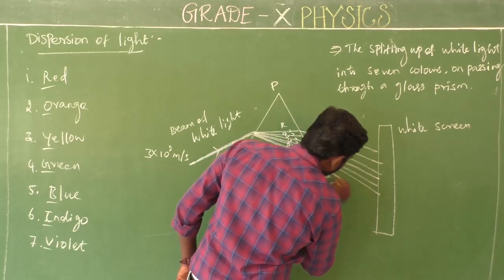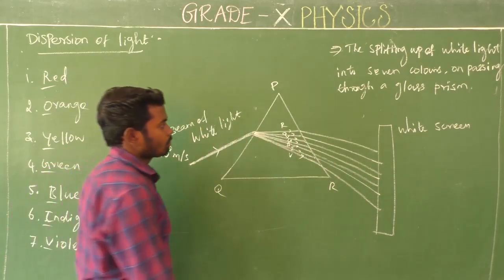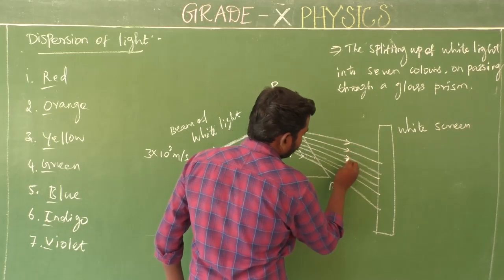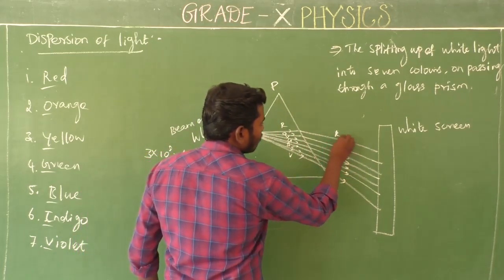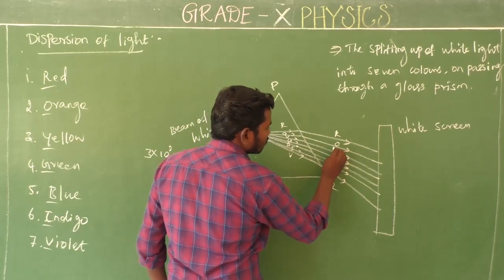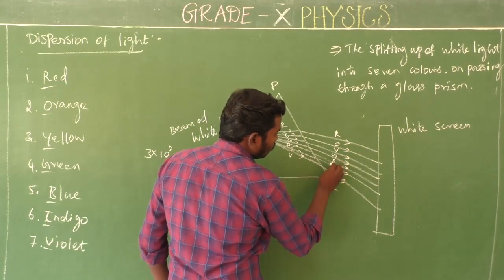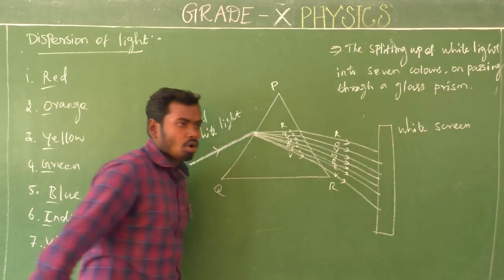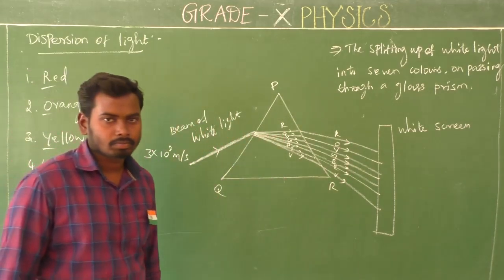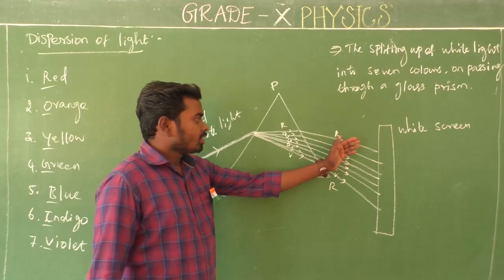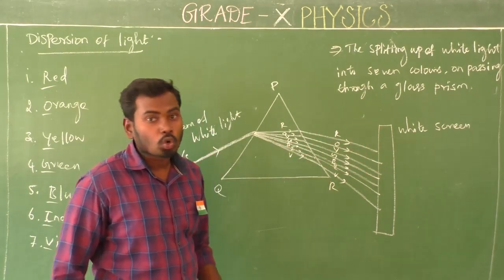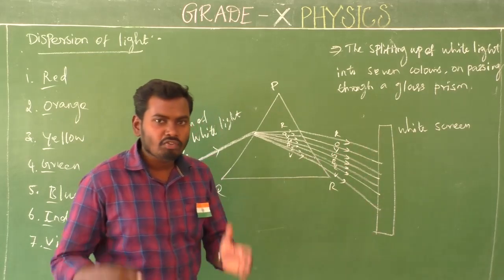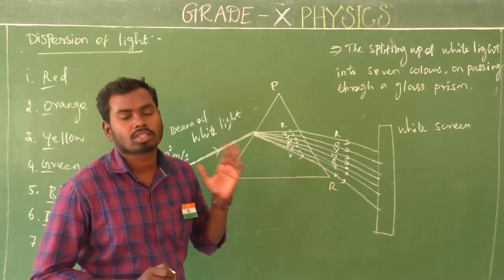They fall on the white screen like this: 1, 2, 3, 4, 5, 6, 7. So what is the first one? This is red, then orange, yellow, green, blue, indigo, and finally violet. Is it clear? Yes. Here the 7 constituent colors of white light fall on the white screen, so on the white screen we can see the 7 constituent colors of white light.